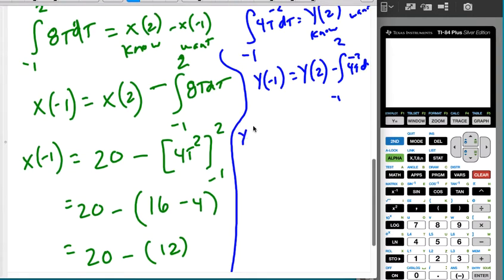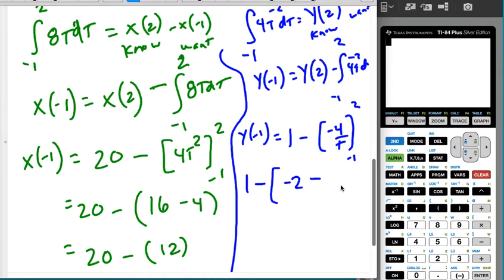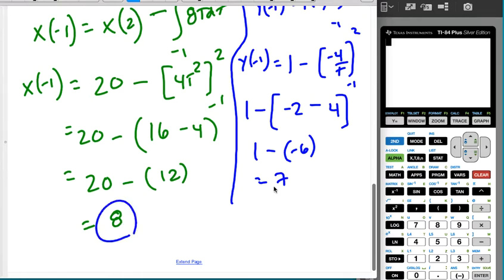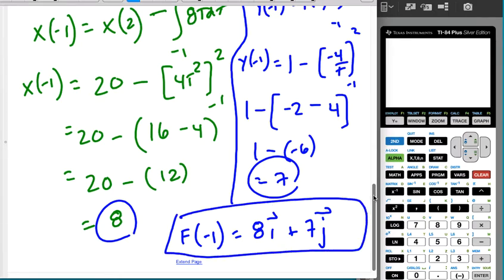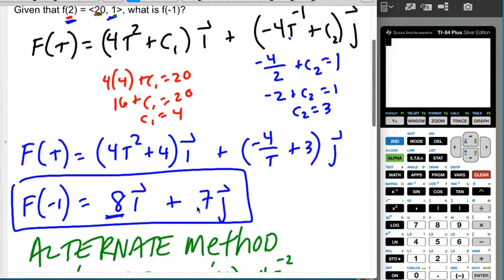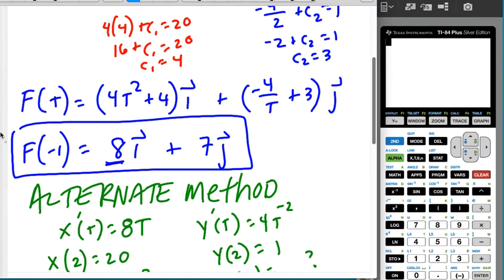So y of negative 1 would be a 1 minus, this is going to end up being a negative 4 over t evaluated from negative 1 to 2. So it's a 1 minus. When I plug in the 2, I get a negative 2 minus, when I plug in the negative 1, I get a 4. So I'm going to get 1 minus a negative 6, which is how we get 7. And if you look at those, this is the x component, this is the y component, that would mean that my f of negative 1 would be 8 in the x direction, so 8i, plus 7j in the y direction. And again, just to pop up to the top, you'll see it's the same answer. I think that the way I did it the first time is a little bit easier, but certainly I'm just presenting you with an alternate method.